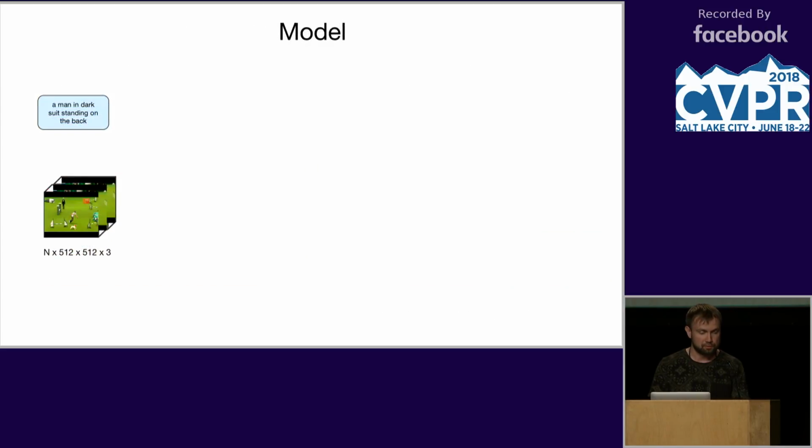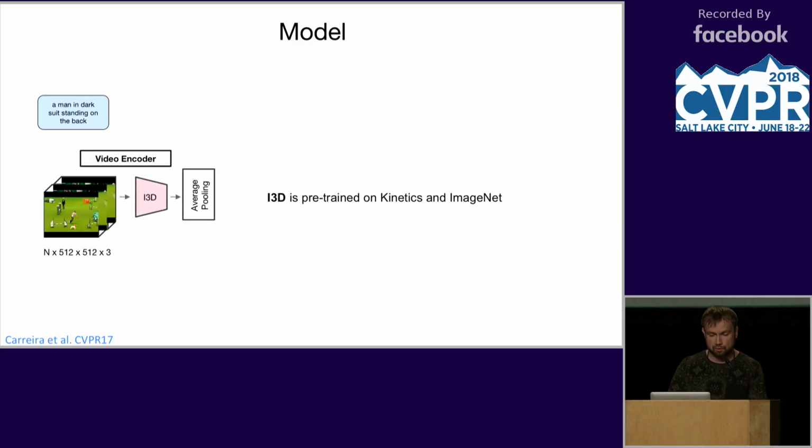Going to our model. As input to our model, we have sequences of frames, for example, RGB frames, and we also have a query, for example, a man in dark suit standing in the back. We encode a video sequence with an I3D model. We perform averaging pooling on the last layer to get a representation for a frame in the middle of the video sequence. And we use I3D pre-trained on Kinetics and ImageNet datasets.